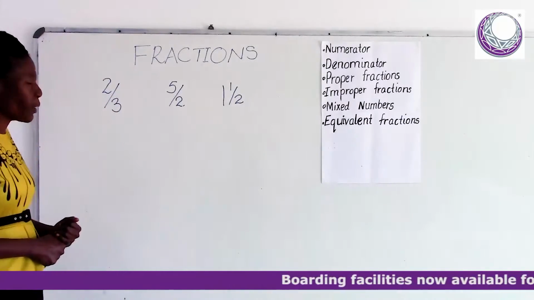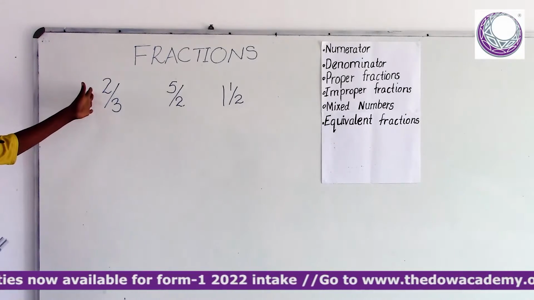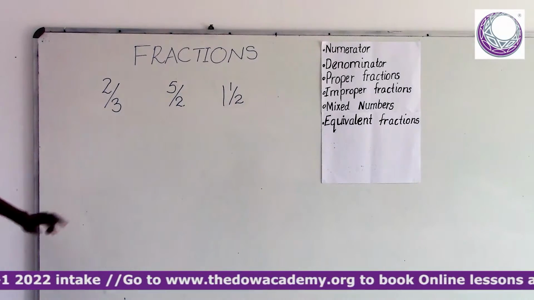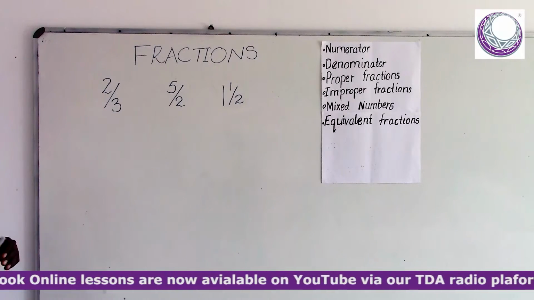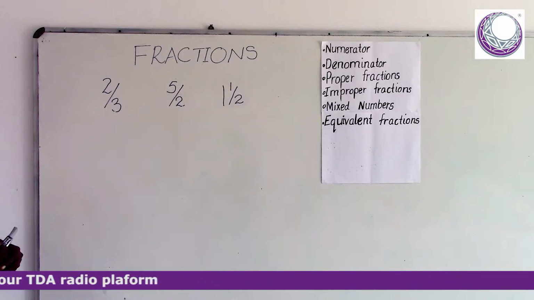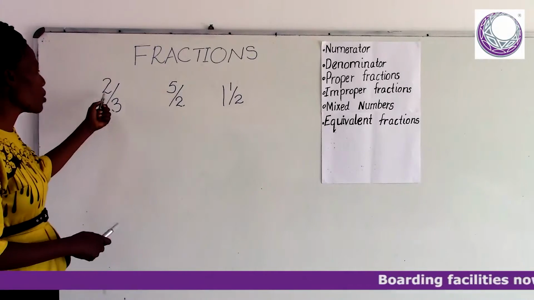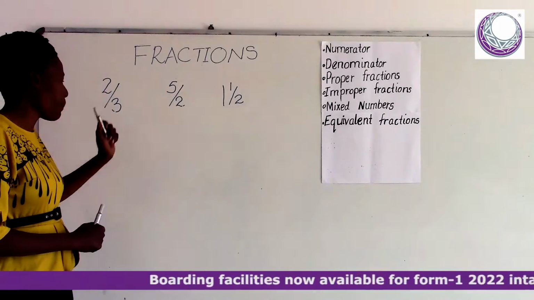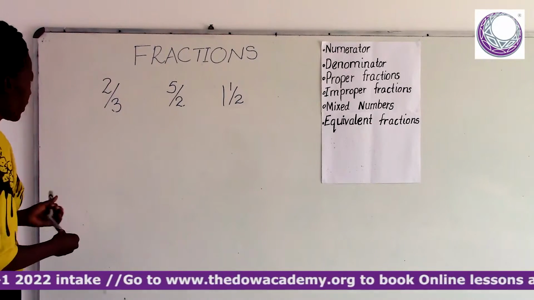Right. When we talk of fractions, a fraction has two parts. As you can see there, we have a number up there and another one at the bottom there. These two numbers have names. The top number is called the numerator. The bottom number is called the denominator. Where do we get the denominator?